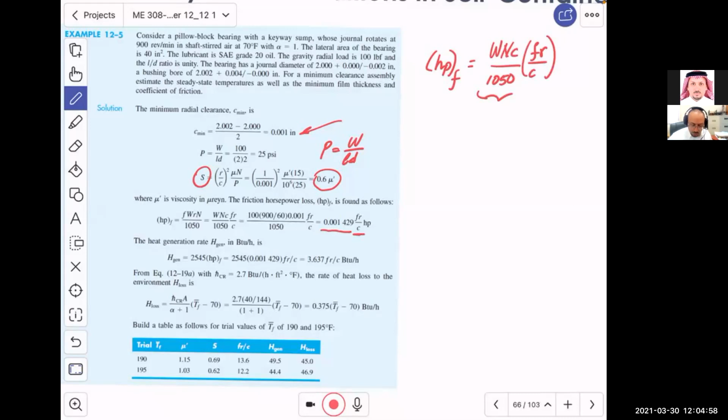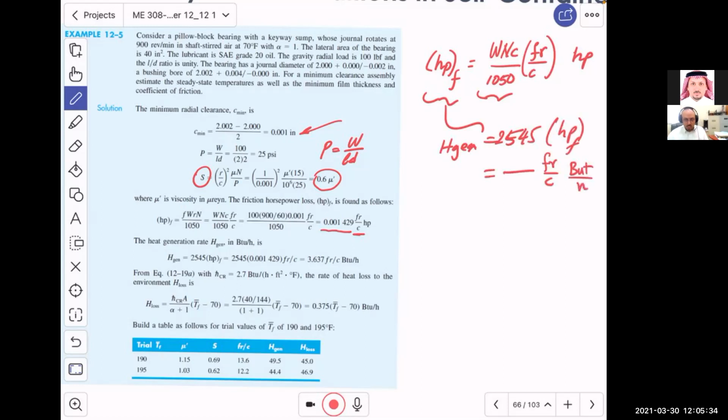This is in horsepower. But in order to express it as a heat rate, we multiplied to get the heat generated, okay? Heat generated as 2545 multiplied by HP friction. And what did we get? We got a number, which is again a function of FR over C, but it's measured in BTU per hour.